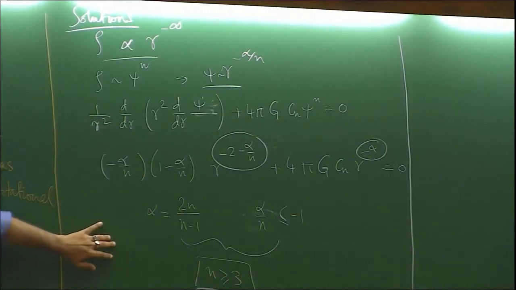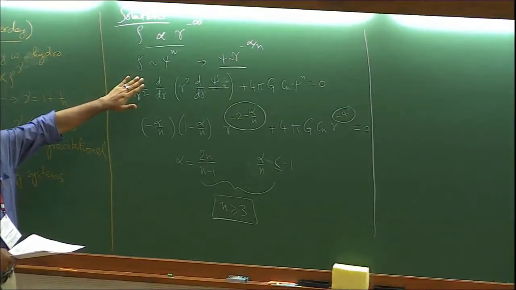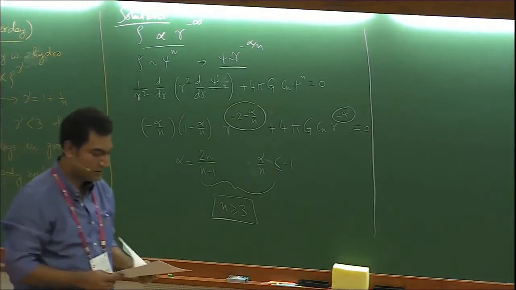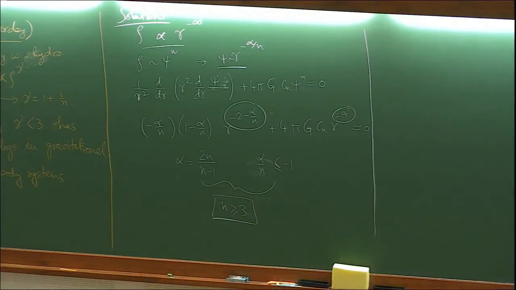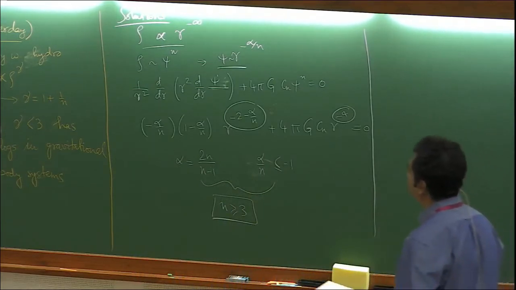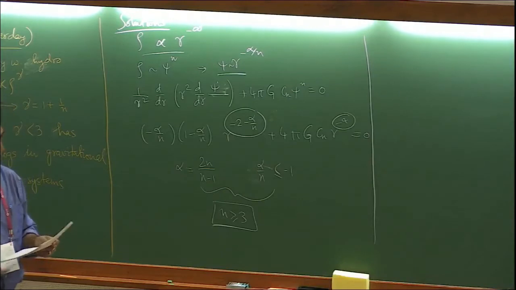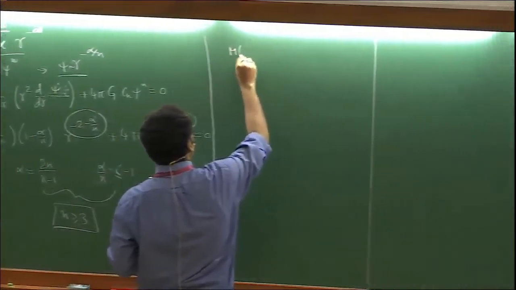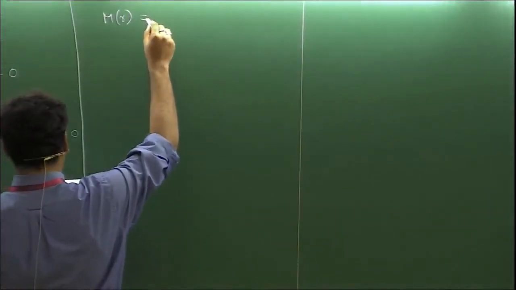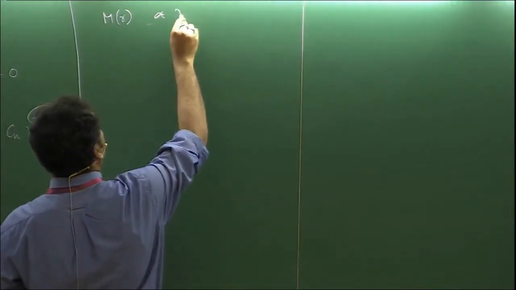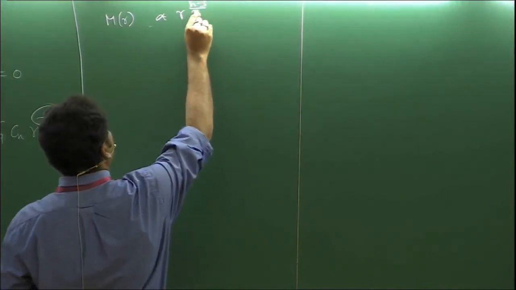And this is only for spherical systems, where the potential and the density depend only on the r coordinate. Now, of course, in a density distribution like this, it's very easy to find the enclosed mass, right? So M at some r is simply proportional to r to the (n-3)/(n-1).